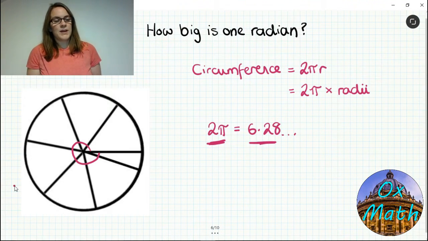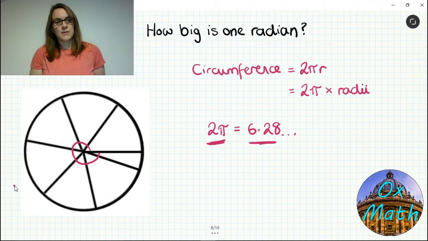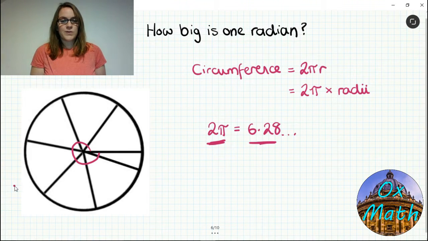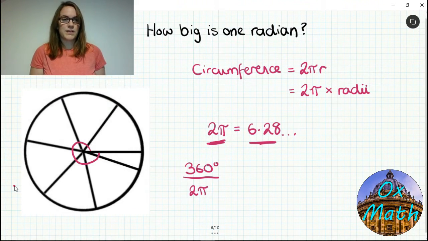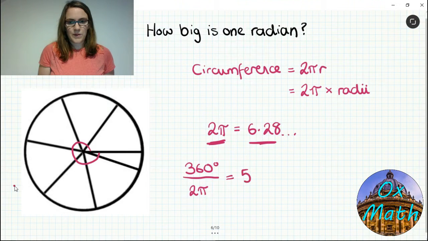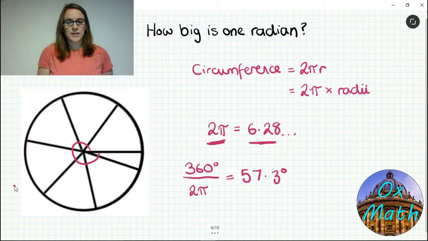And to describe how big a radian is, I think it helps to go back to degrees, because degrees is something you've been working with for a long time and something you can picture. In a full circle we know that we have 360 degrees. So we need to split it into 6.28, or 2 pi, parts, because each part is 1 radian. To work out the size of 1 radian, we do 360 divided by 2 pi. That is equal to 57.3 degrees to 1 decimal place, or 3 significant figures.